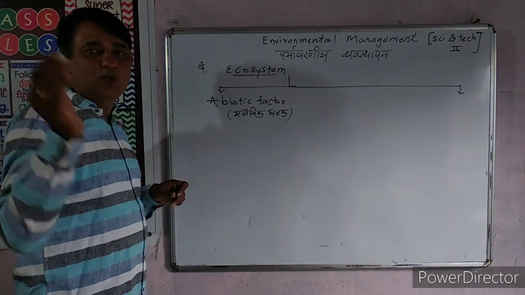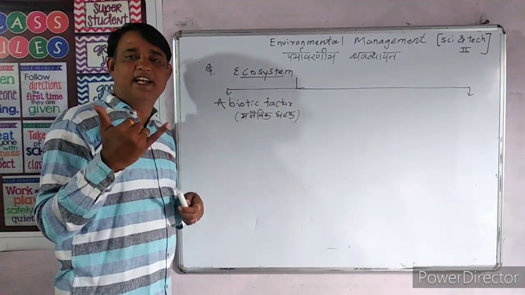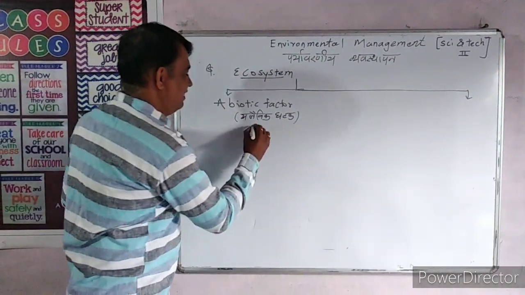In abiotic factors, two types of factors are there: physical factor and chemical factor.